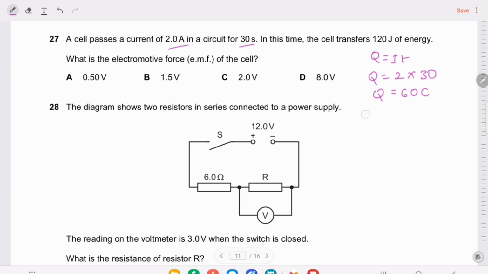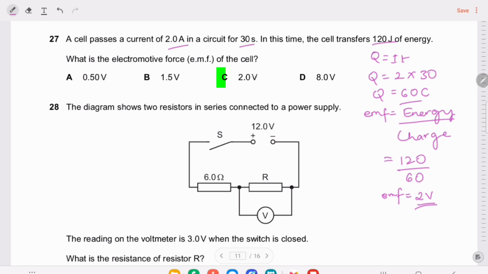Now let's use the EMF formula. EMF is equal to energy divided by charge. So the energy is what? Energy is 120 joules. Let's write 120, and the charge is 60 coulomb. So the EMF is 2 volt. So do we have the 2 volt answer? Yes, it's option C. So this is simple. The battery is transferring 120 joules. That energy is shared among 60 coulombs. So each coulomb is receiving 2 joules. Therefore, the electromotive force is 2 volt.